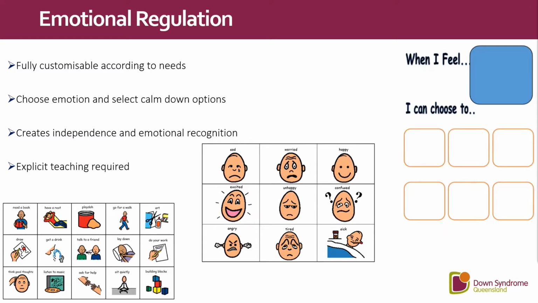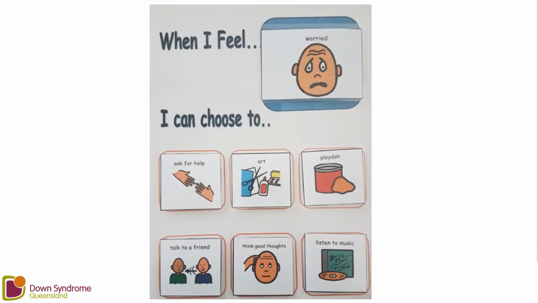So these resources are fully customisable according to the needs of the students. You can choose the emotion and select calm down options together. It creates independence and emotional regulation, and it requires explicit teaching. You can't just expect the students to be able to do this on their own. And then you would end up with something like this. So, for example, I feel worried and I can choose to, and you've chosen appropriate activities there.